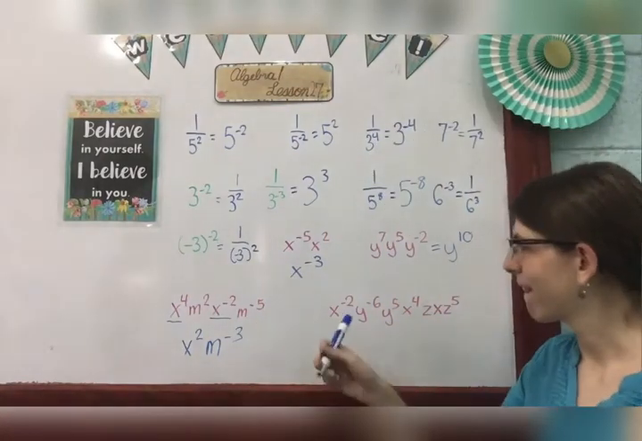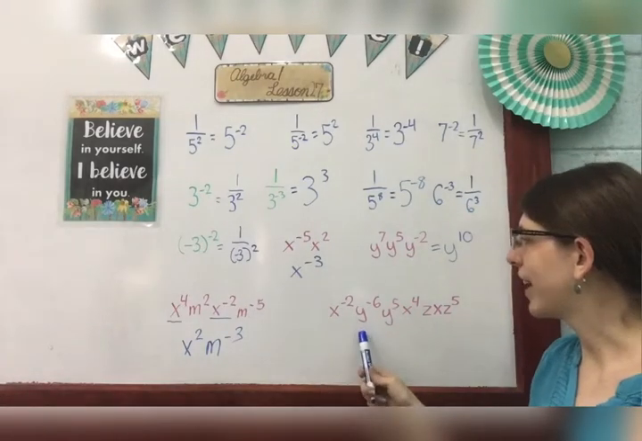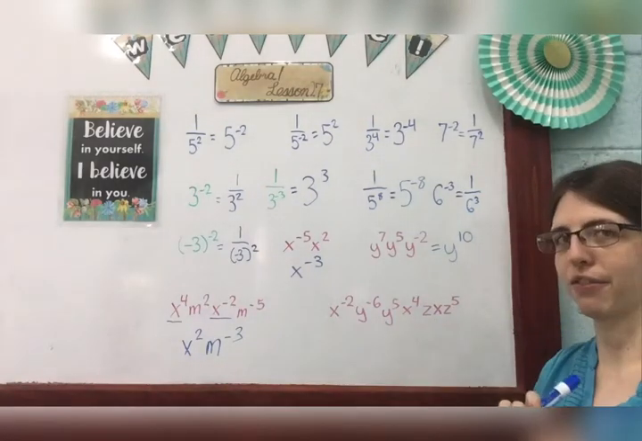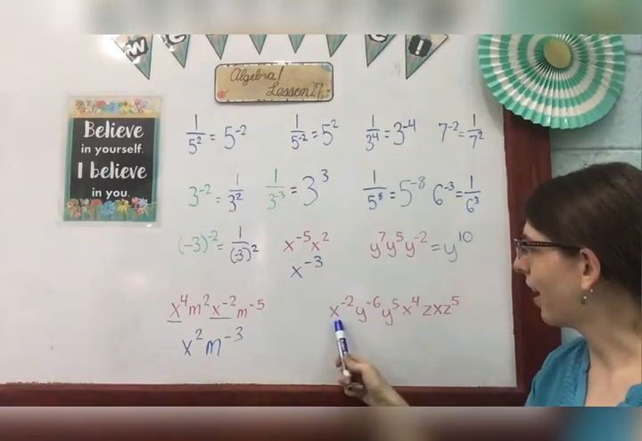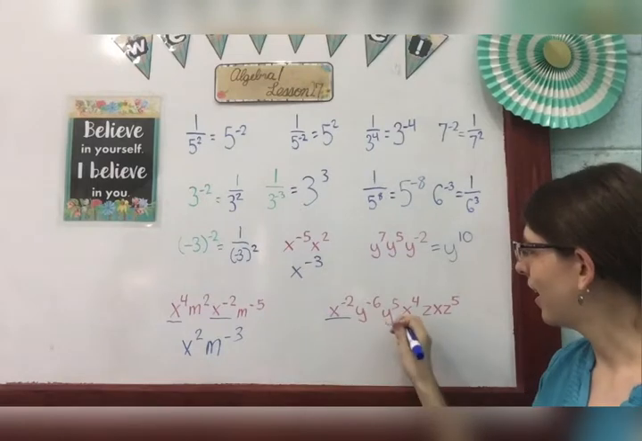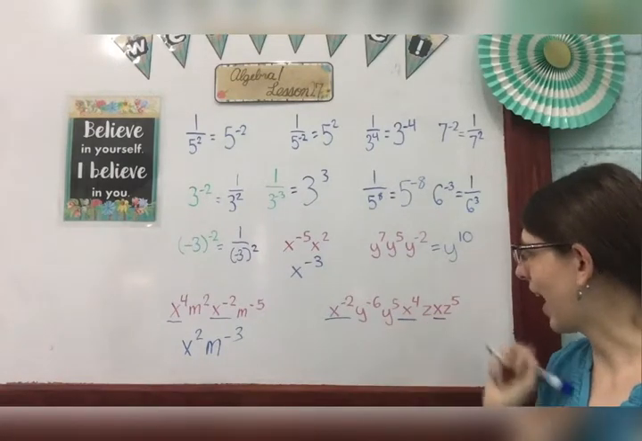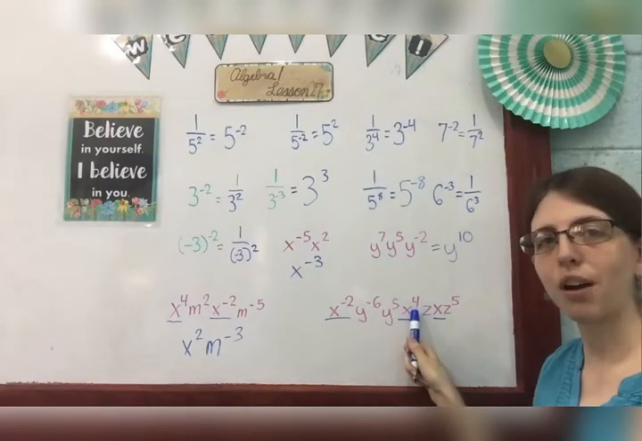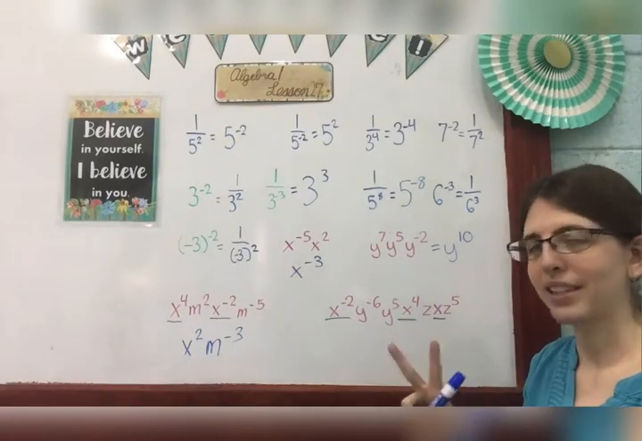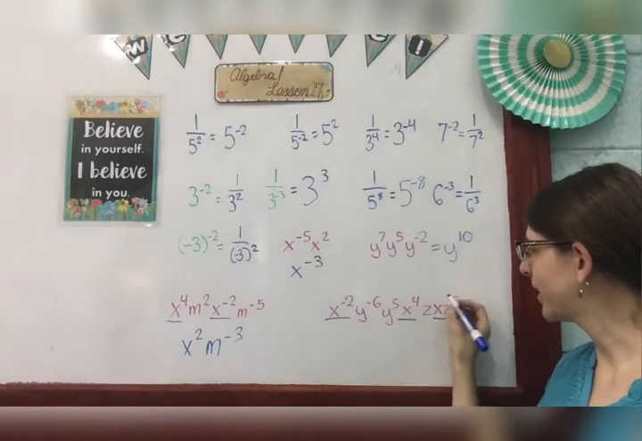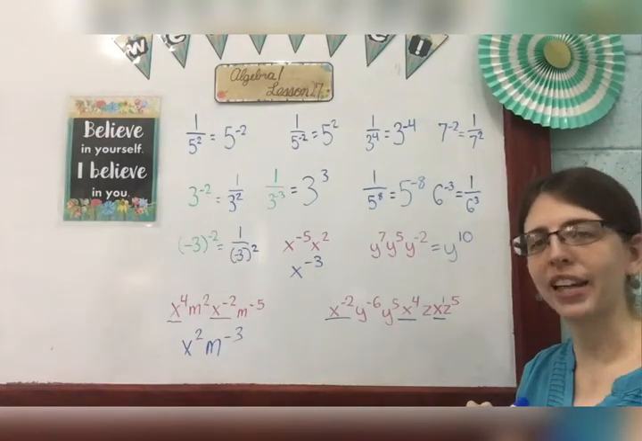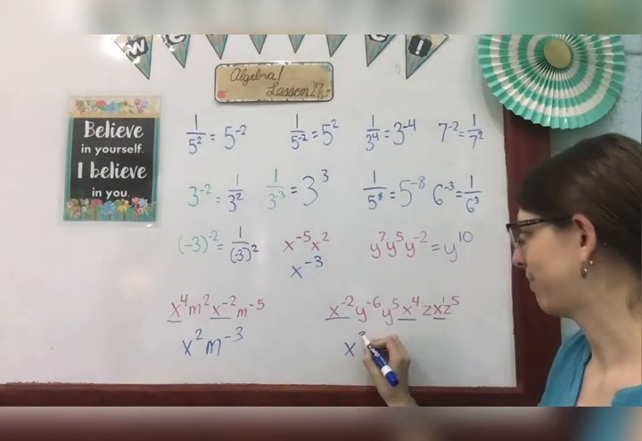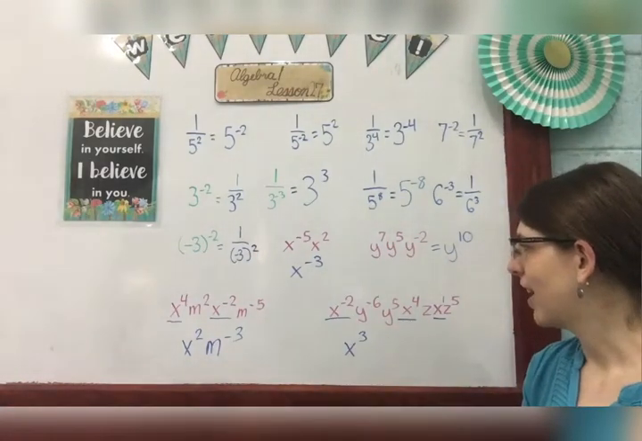One more. x to the negative 2, y to the negative 6, y to the 5, x to the 4, z, x, z to the 5. So I have x to the negative 2, x to the 4, and x. Let's combine all of these exponents. Negative 2 plus 4 is positive 2. I have just one x here, so remember that's an understood 1 for my exponent. So 2 plus 1 is 3. So x cubed.